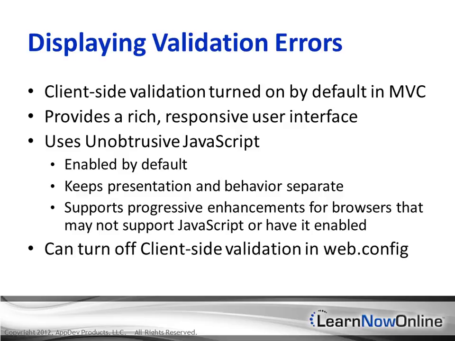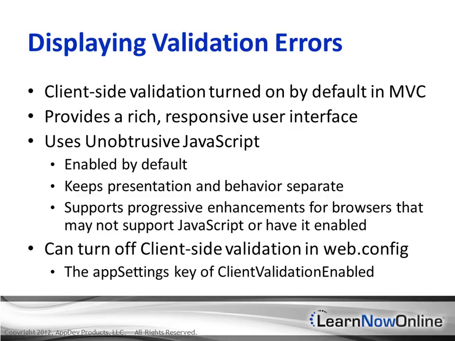You can also turn off client-side validation within the web config as well as the unobtrusive JavaScript. This is the app settings key that you would use, which is client validation enabled. By default, this is set to true. You would set that to false to turn off all client-side validation.